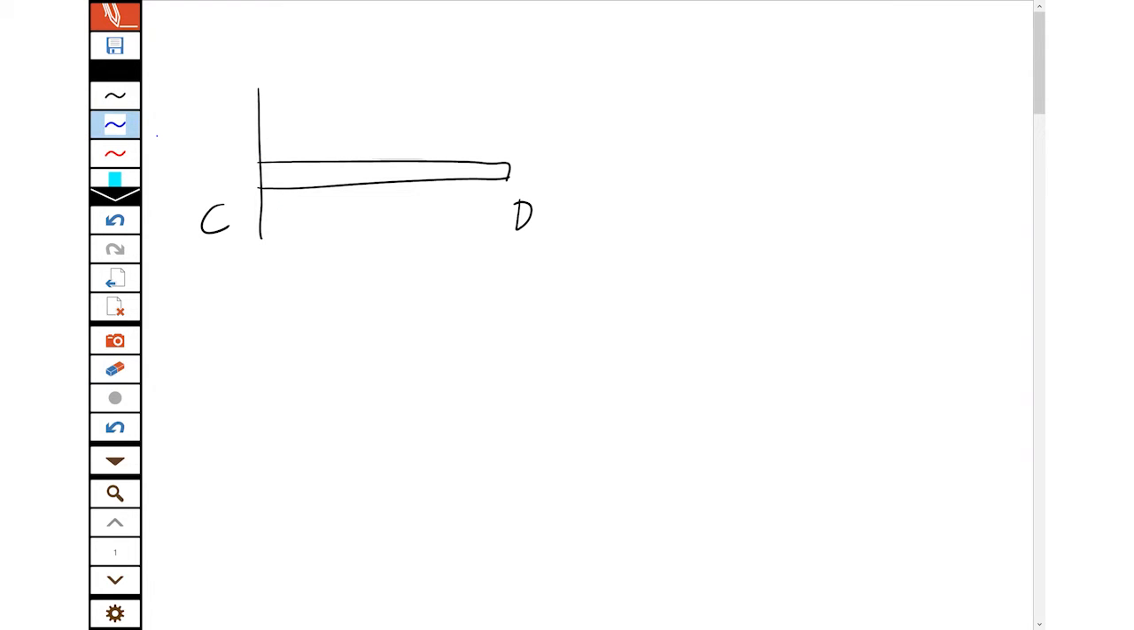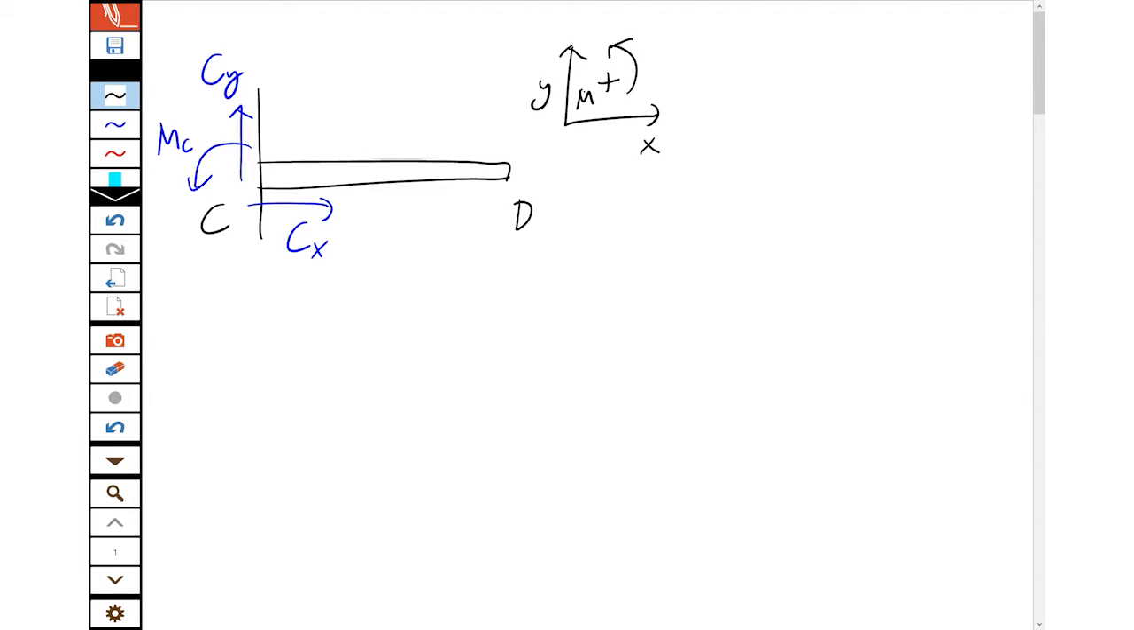So what reactions does it have? Well, the beam can't move left or right, so there must be a horizontal reaction at C stopping it from moving. It can't move up or down, so there's a vertical reaction at C stopping it from moving. And it can't rotate, which means there's a moment reaction at C. So there's a moment at C. And remember again, it's very convenient just to assume that these are all in the positive directions. It makes our math handier. And again, we can do the equilibrium equations on this beam to work these out. At D, there's no reaction because it's not touching anything.